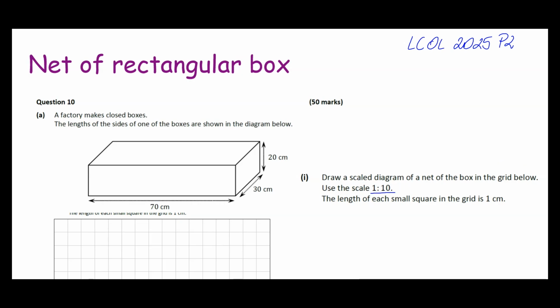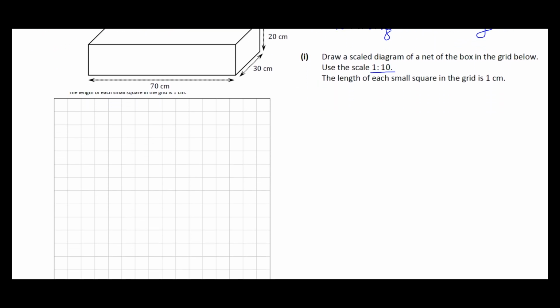What does that scale mean? It means 1 centimeter on the drawing will be the same as 10 centimeters in real life. That's basically what it means. And they are highlighting the fact that each small square is 1 centimeter. So where do we start?